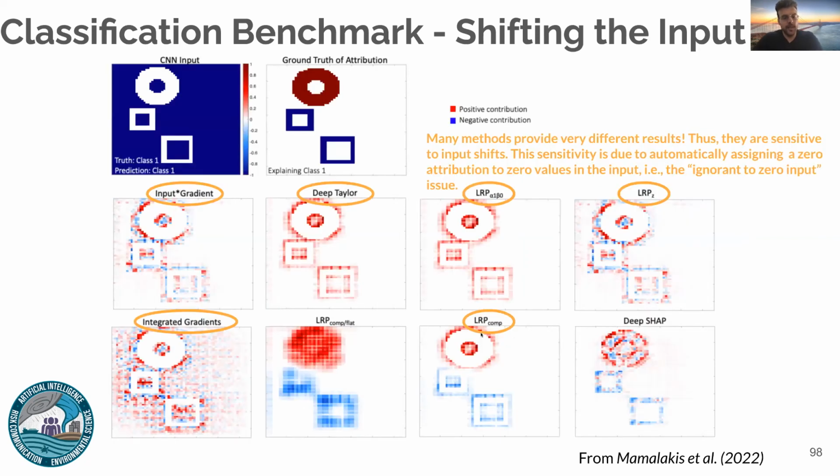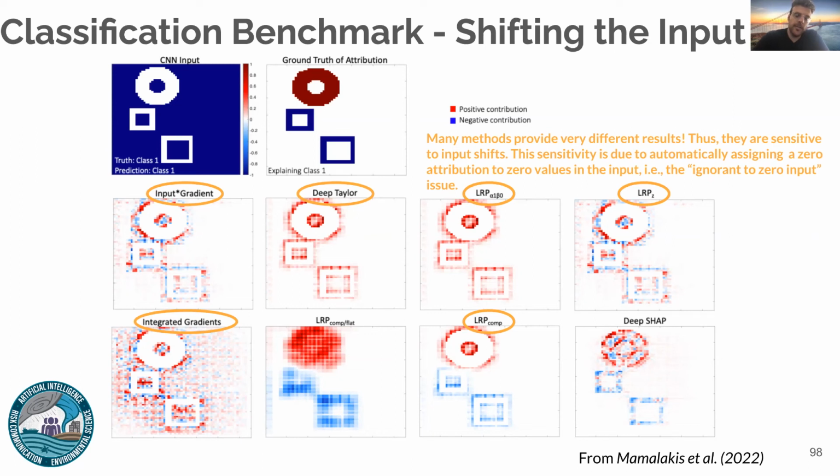So what we see is that some methods are sensitive to input shifts, and these input shifts could happen at any time. We go from Kelvin to Celsius. That's a shift in the input. So it's very relevant for our applications. As you can see, many methods, input times gradient and many others, provide completely different results from what they did before the shift.